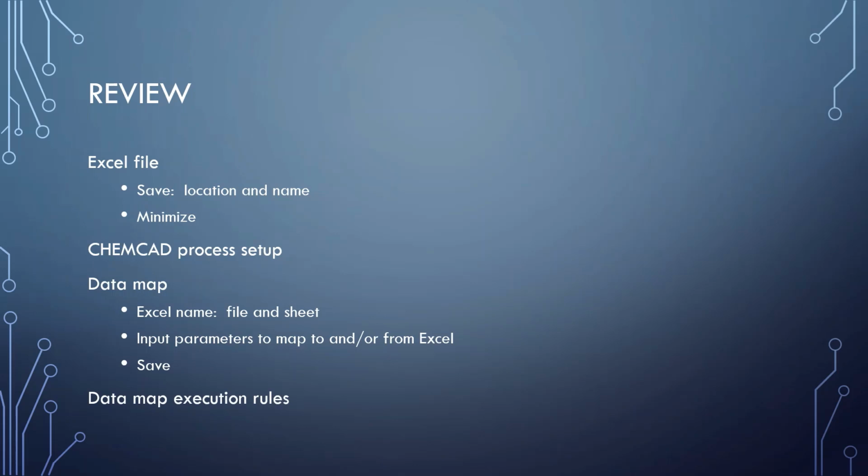Then we went back to our KimCAD process setup tab and we opened up the data map execution rules, remembering to select the data map that you want, and then specifying if you want something to happen before or after the simulation is run. Then we ran the simulation and found our values in Excel.